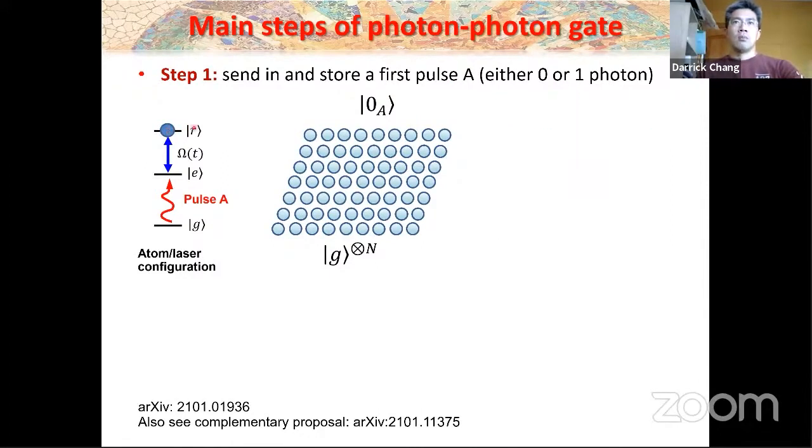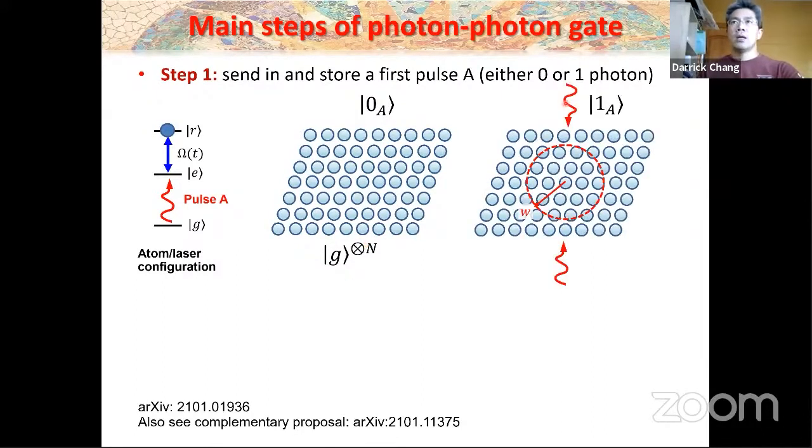And so, if this pulse A has 0 photons, then the quantum memory is pretty simple, nothing happens. All my atoms remain in this state G. And then if I did have a single photon in this pulse A, then in the storage process, I'll efficiently map that 1 photon into a collective atomic excitation where I have 1 atom in this Rydberg state R.